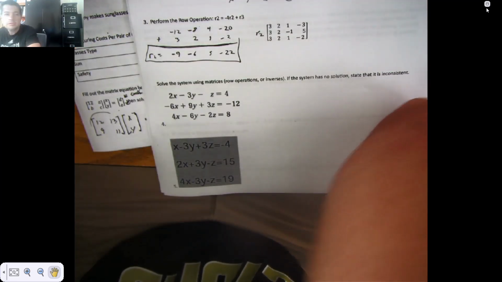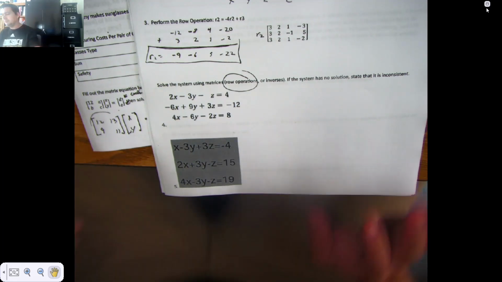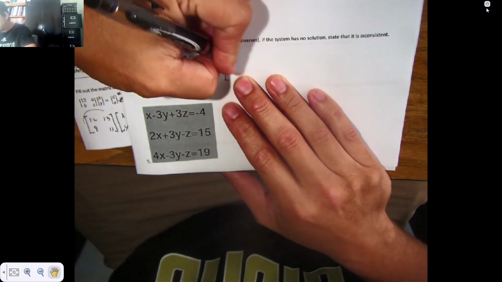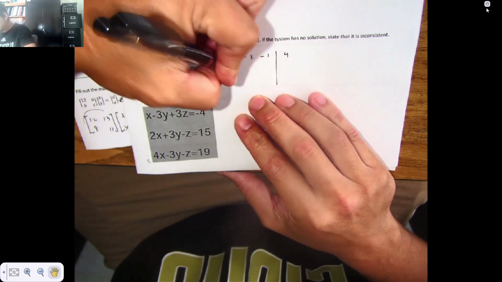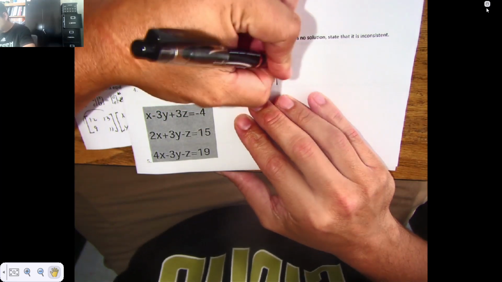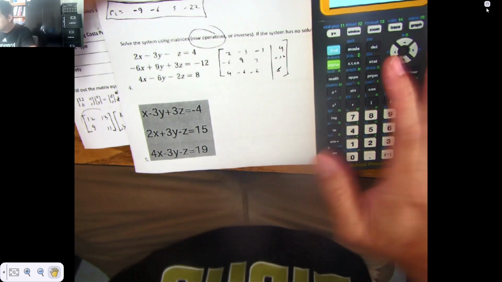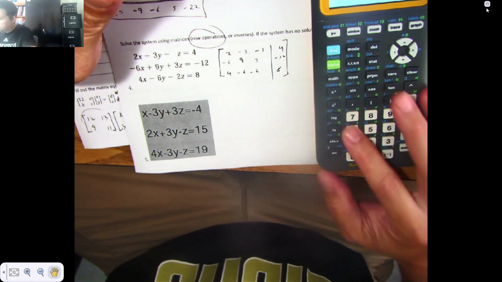Solve the system. You can use row operations or inverses. I'm going to use row operations. If the system has no solution, state that it is inconsistent. So it works a lot like number 2. I'm going to write an augmented matrix. I'm going to see what my TI-84 says about it. She is a 3x4. She has 3 rows. She has 4 columns.